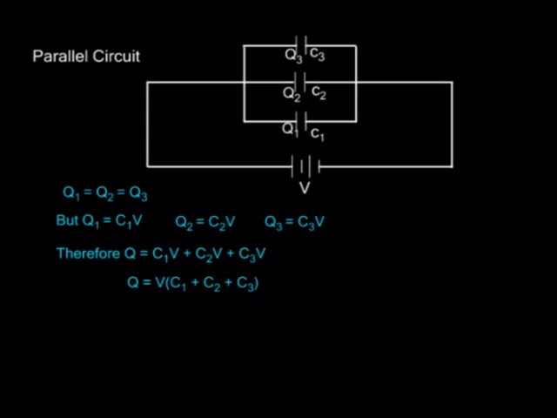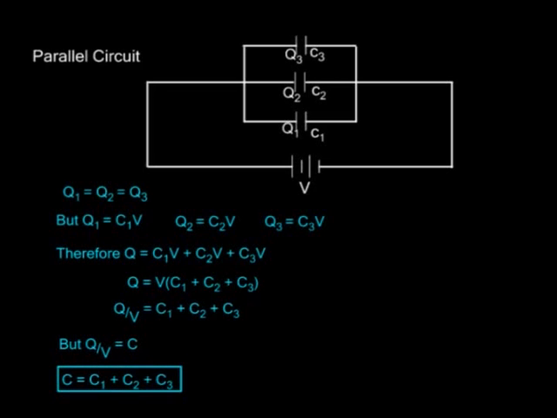plus C3). Then I divide both sides by V, we shall have Q over V is equal to C1 plus C2 plus C3. But then Q over V is equal to C. And so substituting that, C is equal to C1 plus C2 plus C3, where C is the combined capacitance, and that is the effective capacitance for capacitors combined in parallel.